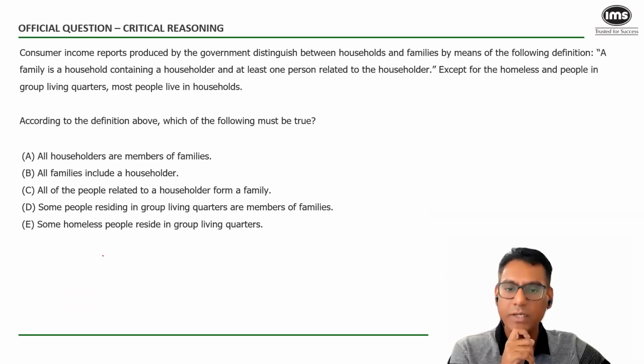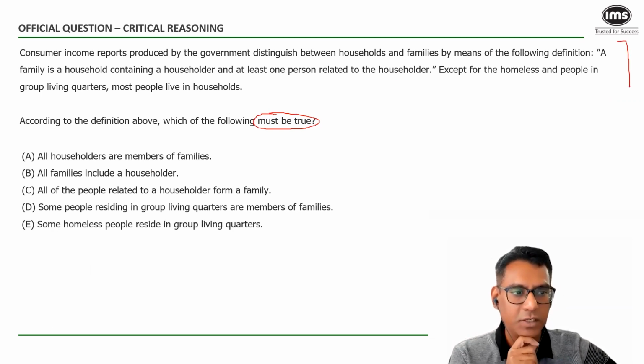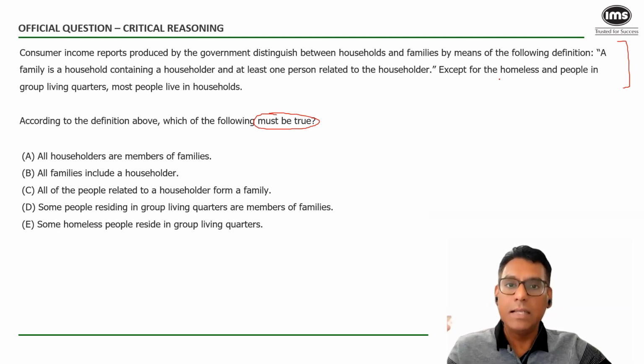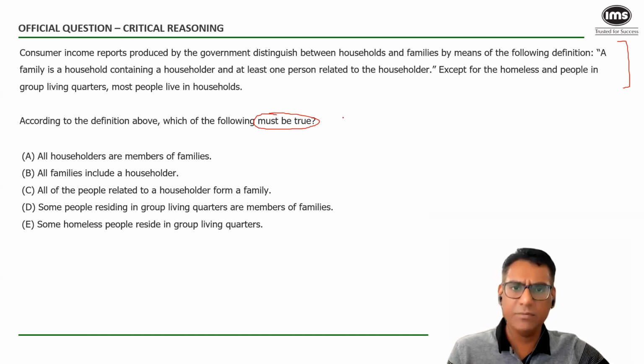What does it say? According to the definition above, which of the following must be true? So this is basically some information given to us, and we are supposed to say something that must necessarily be true, or something that must hold if this information holds. Another way to look at it is that it's an inference question. So let's first look at all the information given.